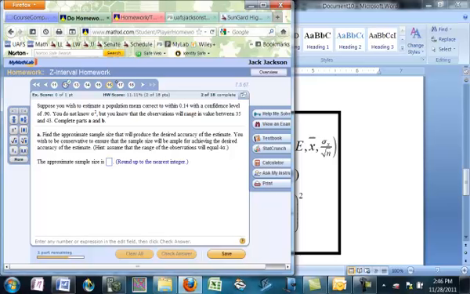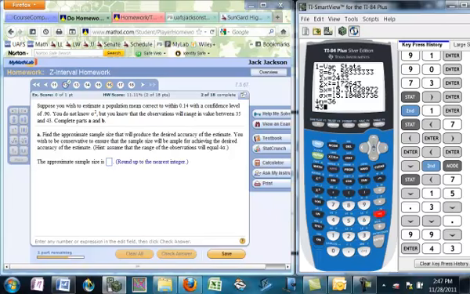But in this particular one, what they're asking us to do is assume that the range of observations will be 4 sigma. So we're going 2 standard deviations above and below the mean for our range. With that in mind, we're going to use that estimate. So let's see, the range is 43 minus 35.